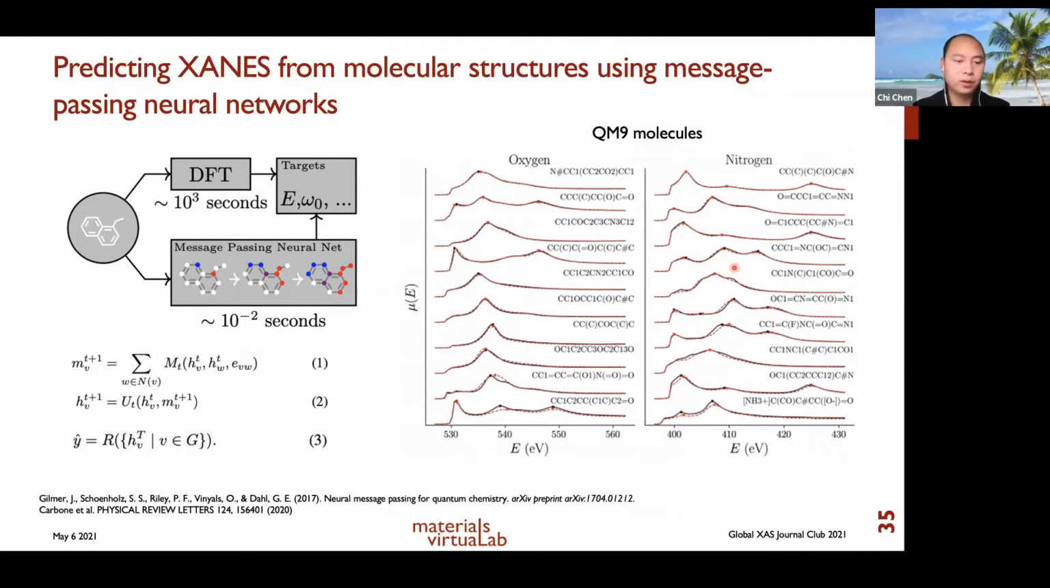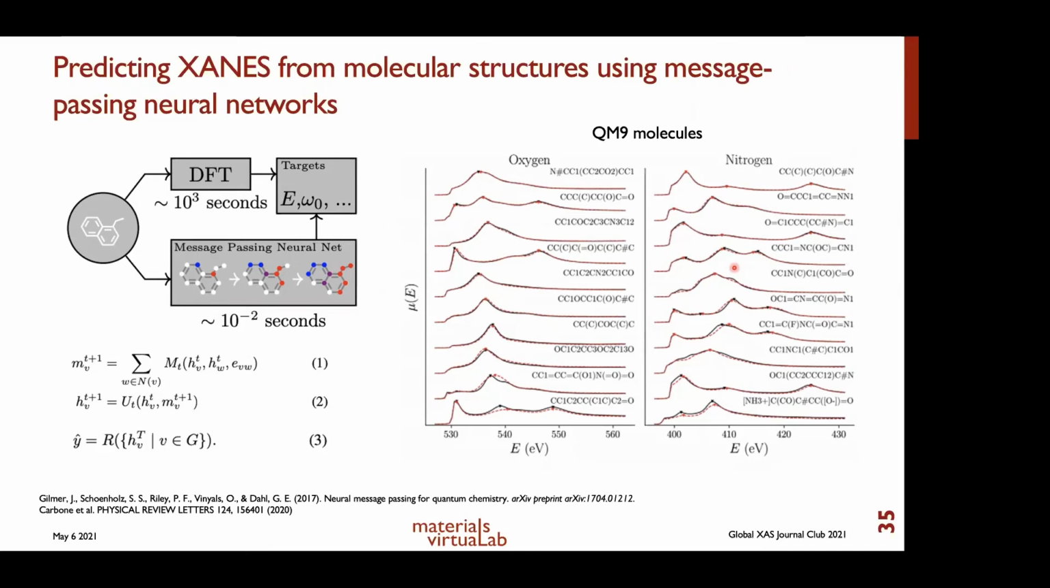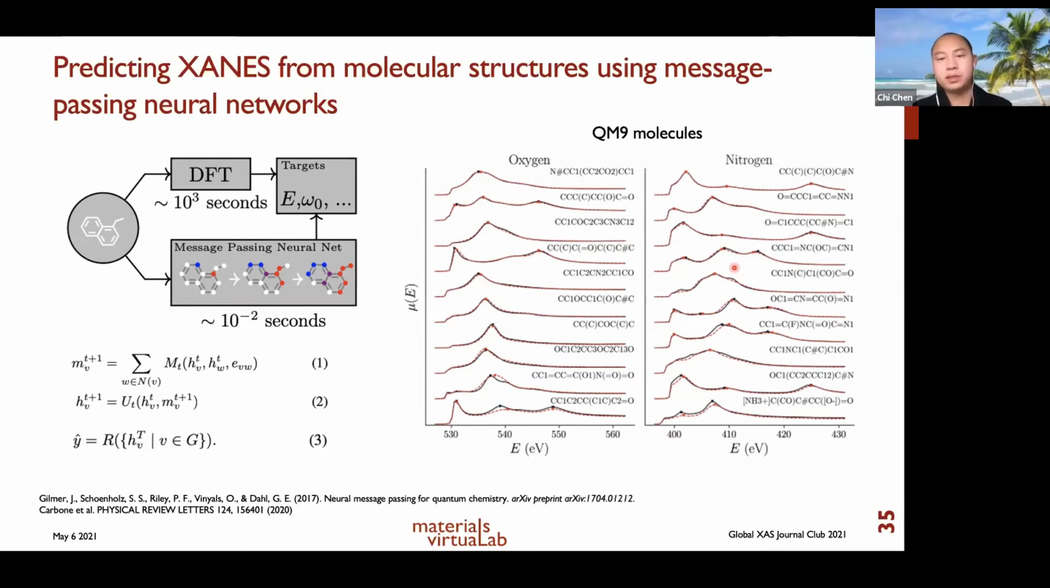And there is also work that people do in a forward fashion. For example, when they have a structure, they try to use the structure to predict the XANES spectrum, bypassing the need to do the calculation using DFT. So this work by Carbon and collaborators, published in Physical Review Letters, basically uses a graph convolutional neural network, or message passing neural networks, to predict the spectrum from the structure itself. So all those are very interesting works.